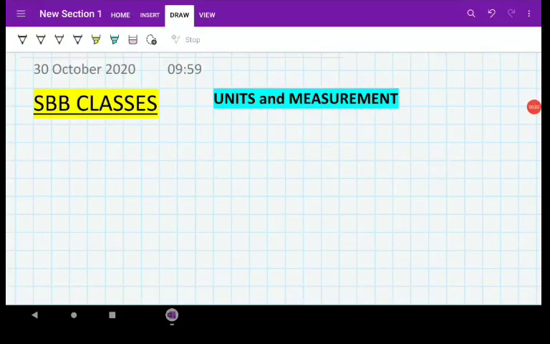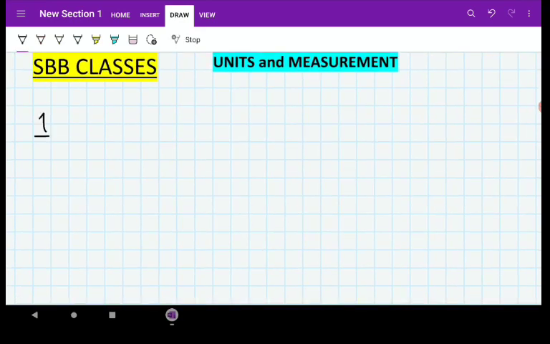Good morning, students. Today, the topic which we will be covering is units and measurement. This is one of the first topics which we will be covering in order to understand the upcoming chapters better. So, before starting, I would like to give you two examples.